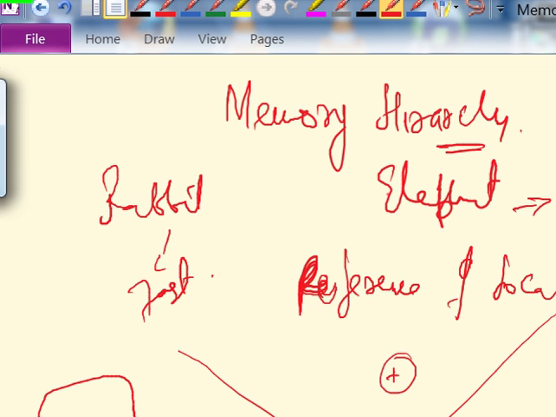Reference of locality means you are executing a particular code, and now we have to execute the next line immediately after it.